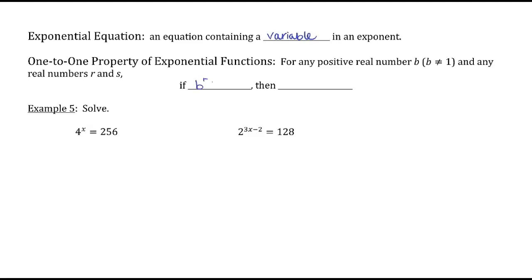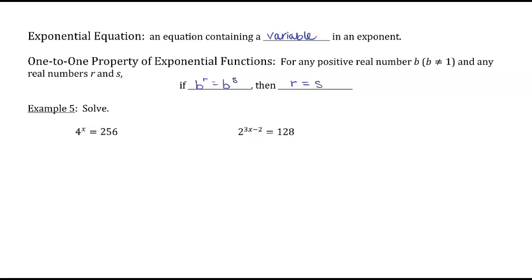If b to the r is equal to b to the s, then we have that r is equal to s. In other words, exponents are unique. There are not two different exponents that we can raise a base to and get the same number. They must be the same exponent. To help understand this rule, let's take a look at example 5.